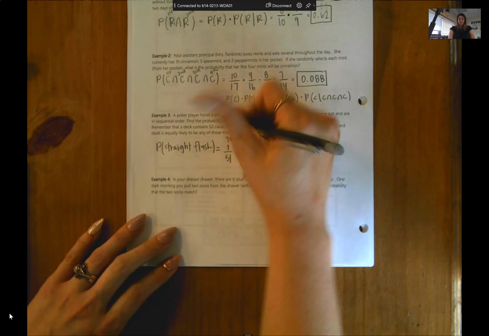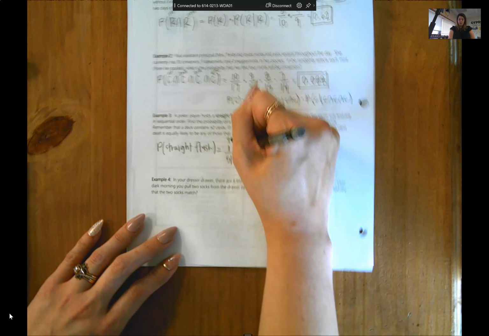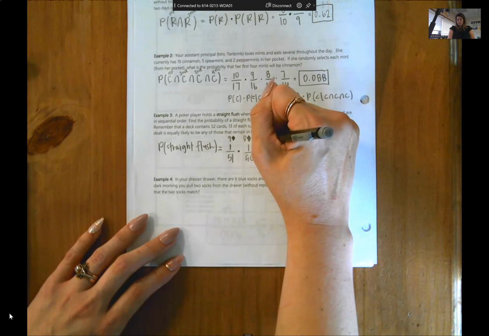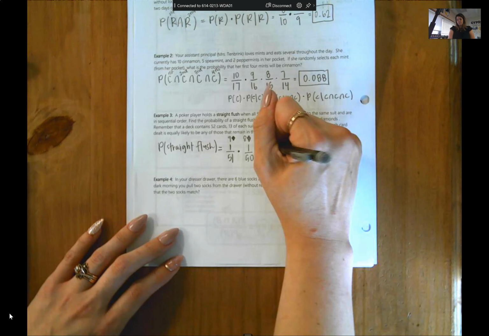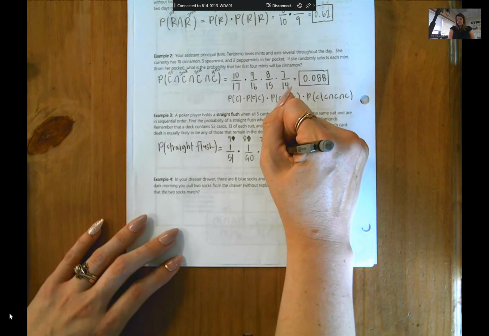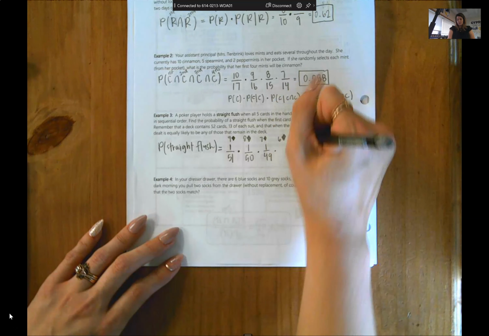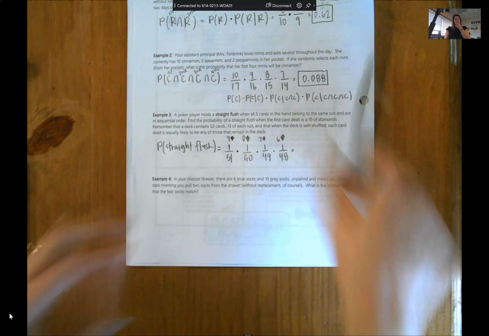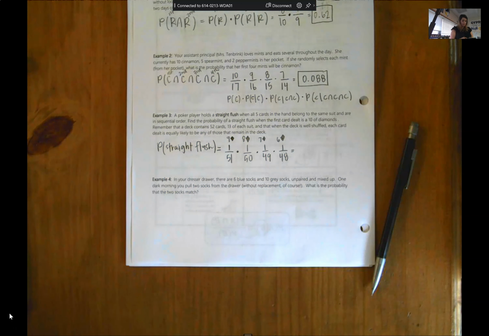Times the probability that the next one is an 8 of diamonds, 1 out of 50. Times the probability that the next one is a 7 of diamonds. Times the probability that the last one is a 6 of diamonds, 1 out of 48. That's going to be an extremely small situation.